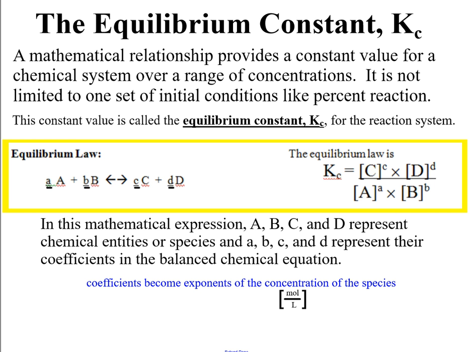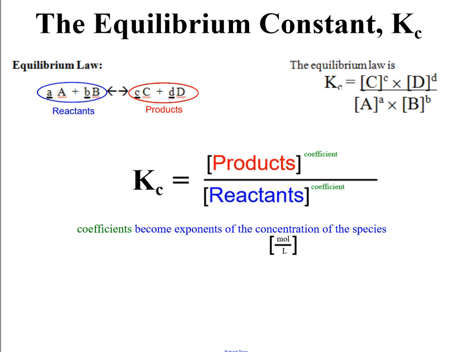In this mathematical expression, A, B, C, and D represent chemical entities or species, and lowercase a, b, c, and d represent their coefficients in the balanced chemical equation. Coefficients become exponents of the concentrations of the species, and concentrations must be measured in moles per liter. As you can see, the Kc equilibrium constant is calculated by having the products divided by the reactants, the coefficients being their exponents.